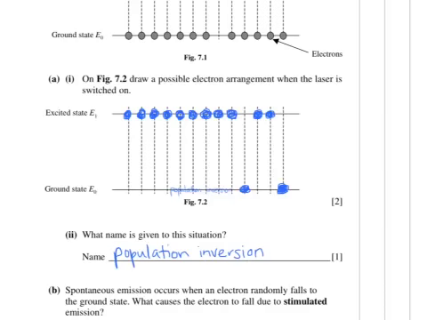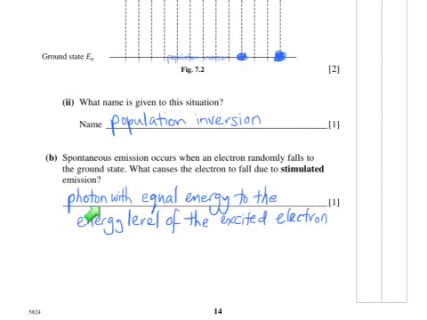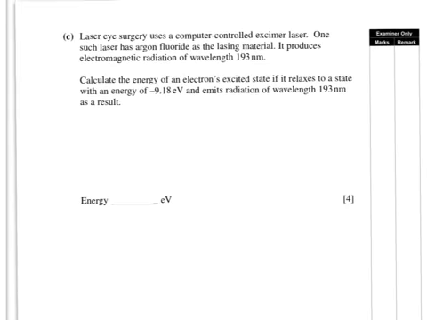Let's fill that in down at the bottom here then. Photon with equal energy to the energy level of the excited electron. Now, because it's a photon, we can also describe it in terms of its frequency or in terms of its wavelength. As long as the frequency or the wavelength is the same as the jump in energy level that the electron has made, then this would be correct. Let's move on then to the last part of question 7.